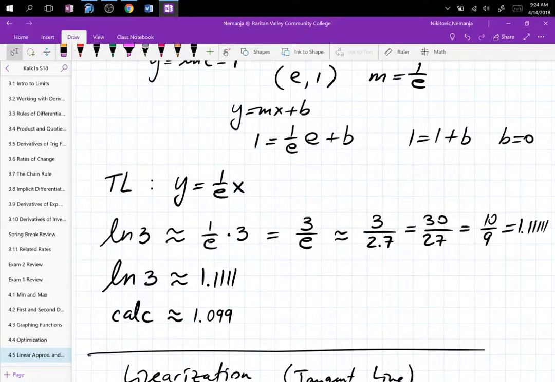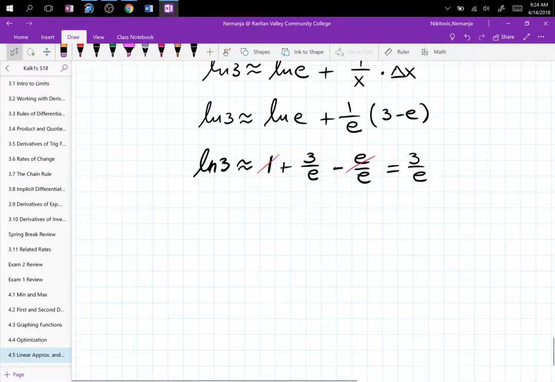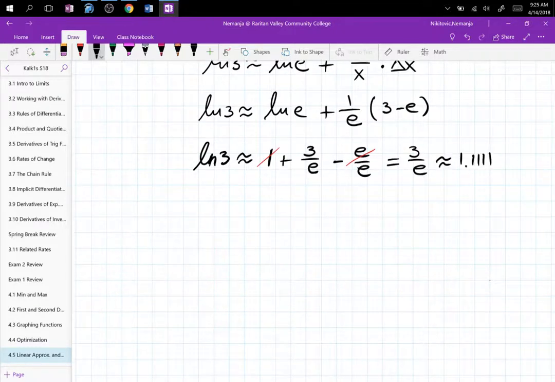So we still get about 1.111111. We do the same calculation. No calculators necessary. Approximately 1.111 going on forever. So we can use linearization, or we can use differentials to compute function values.